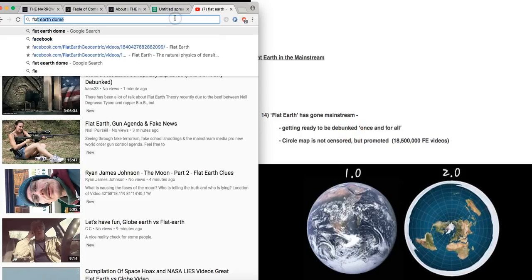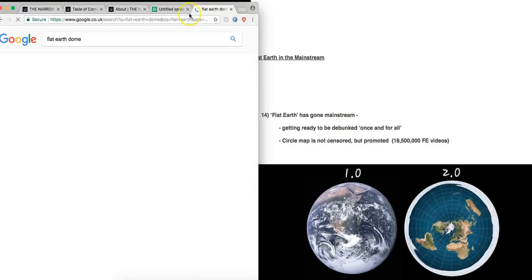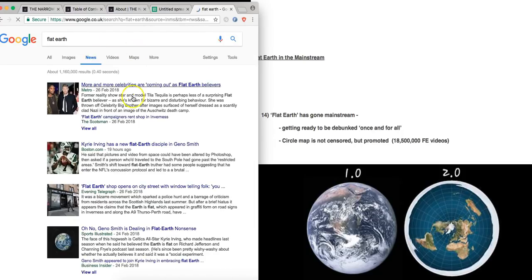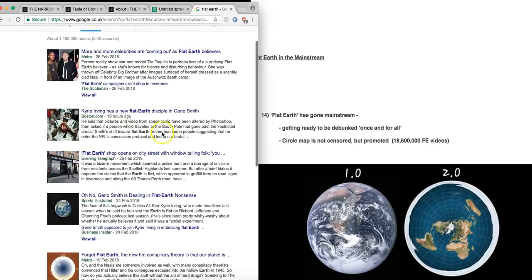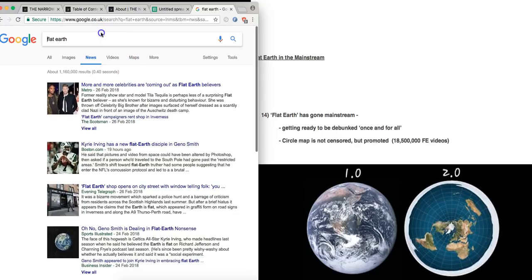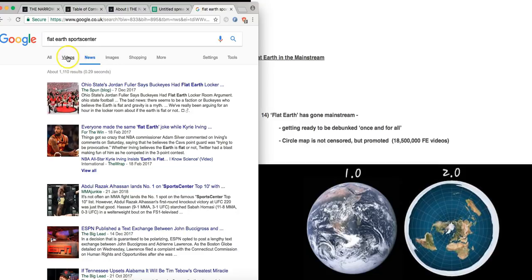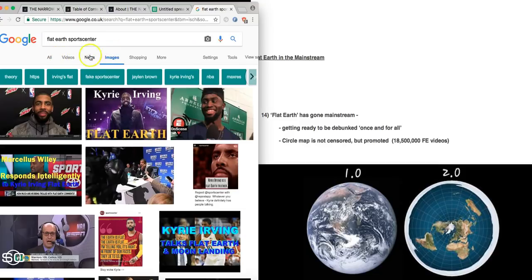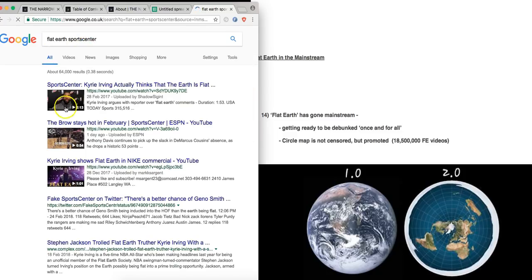So if we look at flat Earth in the news, we see Kyrie Irving and Freddie Flintoff. Kyrie Irving has the flat Earth. Flat Earth was on SportsCenter. Let's see if we've got an image of that. Here it is, Kyrie Irving on SportsCenter on ESPN, talking about flat Earth, and Freddie Flintoff going there as well.